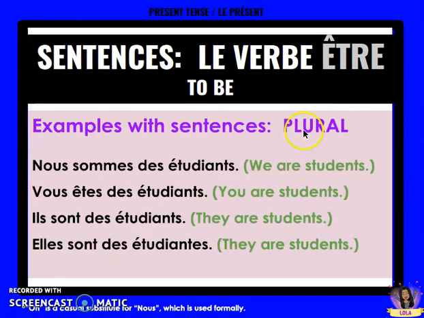Moving on to the plural. Nous sommes des étudiants. Vous êtes des étudiants. Ils sont des étudiants. Elles sont des étudiantes. You can notice here as well that it doesn't say un anymore, it says des. And the reason for that again is because it is plural. So we switch from un to des in the plural sense. And then étudiant, of course, has an S on it. Over here it has the ES because elle is feminine. It's the plural form.